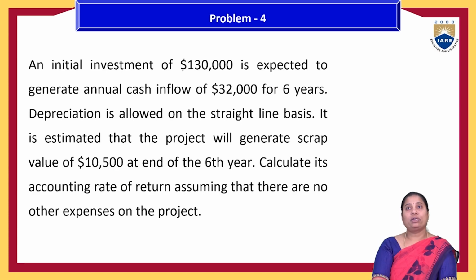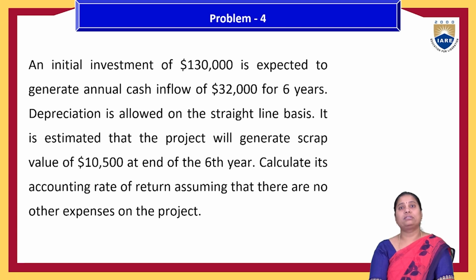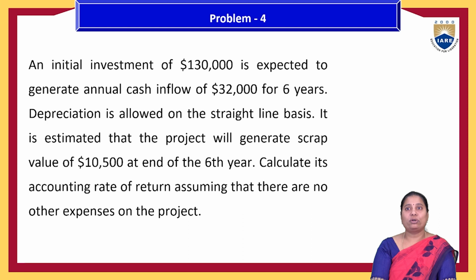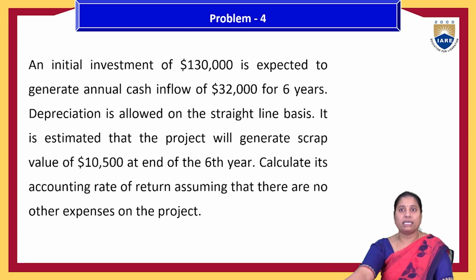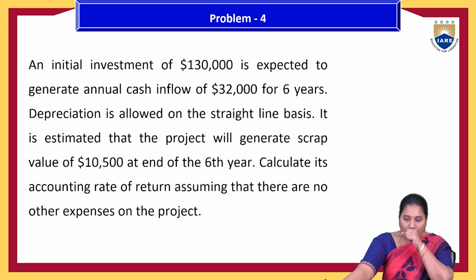And the next problem is the fourth problem. An initial investment of 1,30,000 is expected to generate an annual cash inflow of 32,000 for 6 years, and depreciation is allowed on the straight line basis. It is estimated that the project will generate a scrap value of 10,500 at the end of the 6th year.